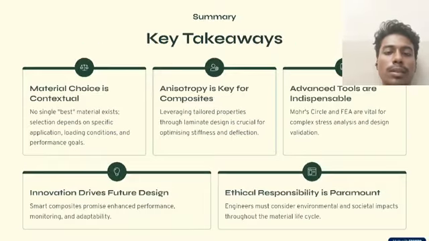Key takeaways, to summarize. First point: there is no single best material choice. It depends on the application and loading condition. Composites offer a superior stiffness to weight ratio but require careful design. Tools like Mohr's circle and FEA are essential for accurate analysis. Fourth point: future innovation and smart composites will be transforming aerospace design. Ethical and environmental factors must be considered when selecting the material.